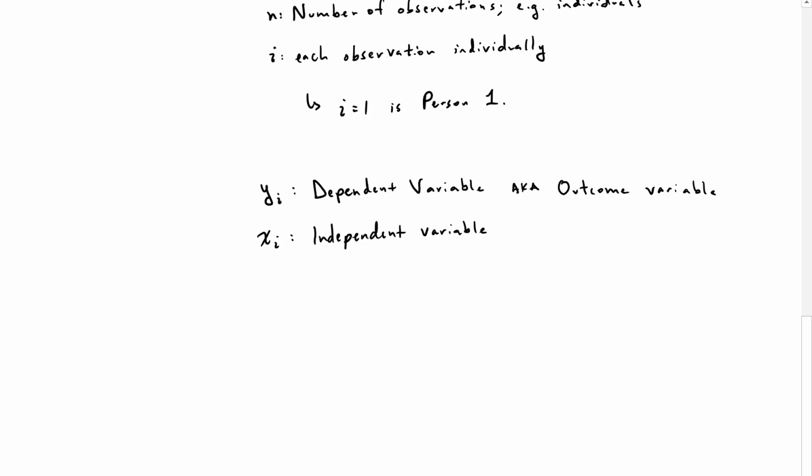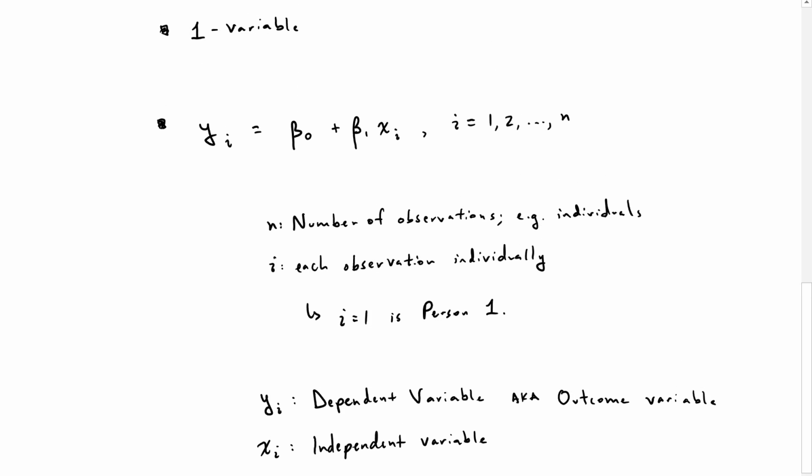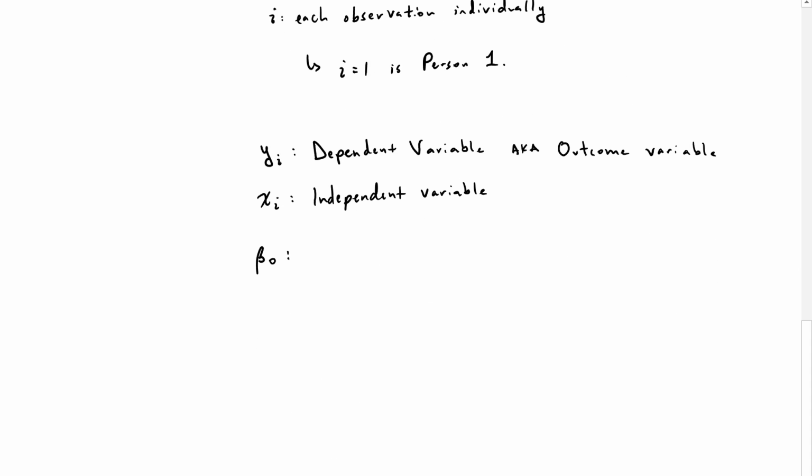Okay, beta 0 and beta 1 are regression parameters or coefficients. This one, as you can see, it's all by itself. It's just going to be a number all by itself. This is the constant regression coefficient, or the intercept.